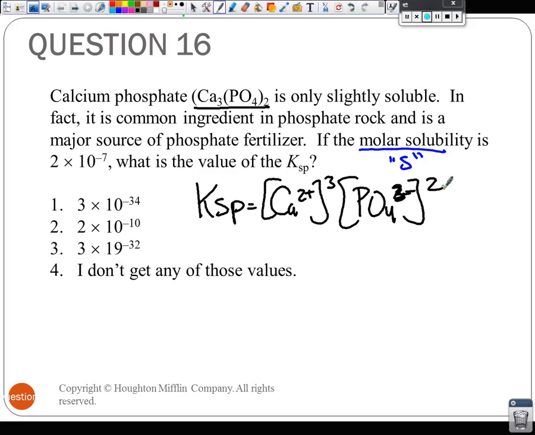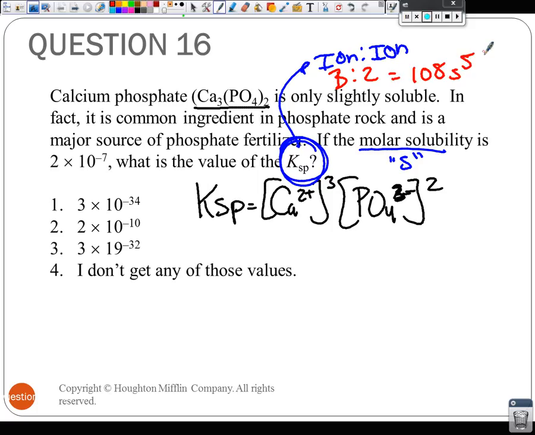Okay. Alright, so now, remember when I told you, when you see KSP, what do you have to think? Ion to ion. In this case, what is our ion to ion? It's actually 3 to 2. And what is the S formula for 3 to 2? 108 S to the 5th. So, do you agree that we're solving for KSP? You with me? Okay. And then it says 108 S to the 5th.